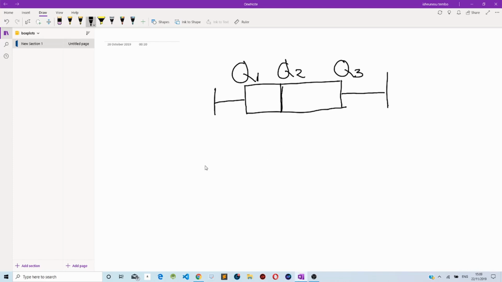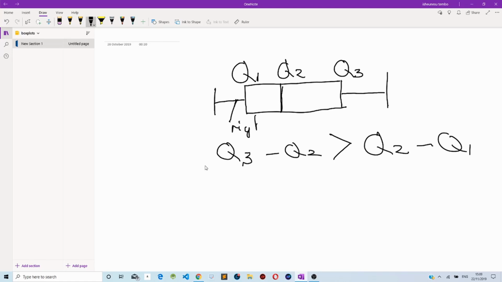So in a positively skewed box plot, Q3 minus Q2 is greater than Q2 minus Q1. So in this case, we'll just assume that the left side of the whisker is equal to the right side of the whisker. But the length of this box is greater than the length of this box. So Q3 minus Q2 is greater than Q2 minus Q1.